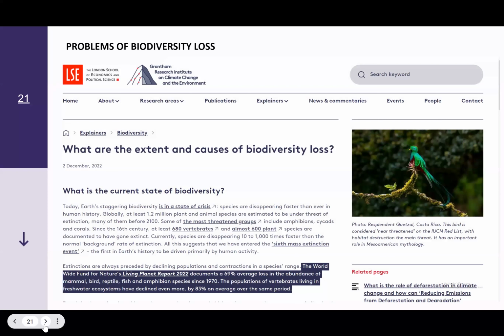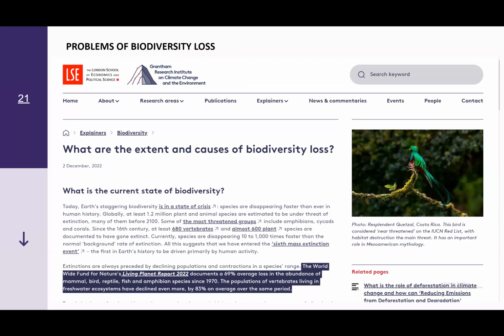I intentionally placed this particular article here from the London School of Economics. And it says, what are the extent and causes of biodiversity loss? And here it says, what is the current state of biodiversity? And I would like to read this particular highlighted point at the bottom below. It says, the Worldwide Fund for Nature's Living Planet report of 2022 documents a 69% average loss in the abundance of mammal, bird, reptile, fish, and amphibian species since 1970.